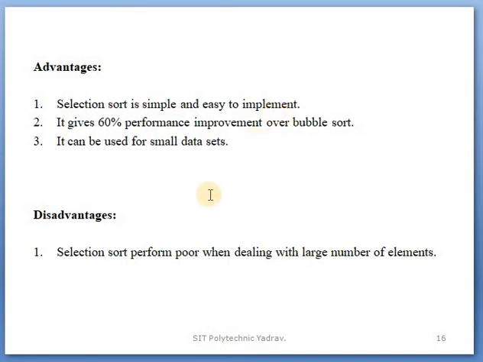In that, only the 0th position is compared with all elements. After that, the next element is compared with all elements. So that is why it is simple and easy to implement. It gives 60% performance improvement over the bubble sort. As compared to bubble sort, in selection sort the performance is improved by 60%.